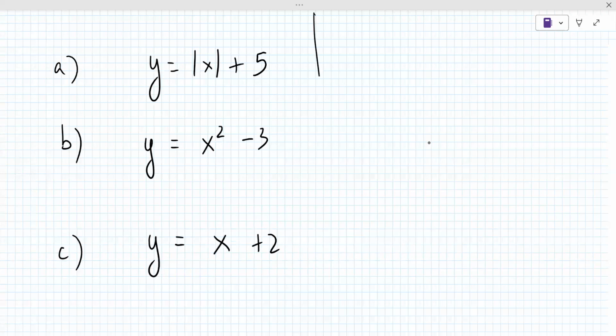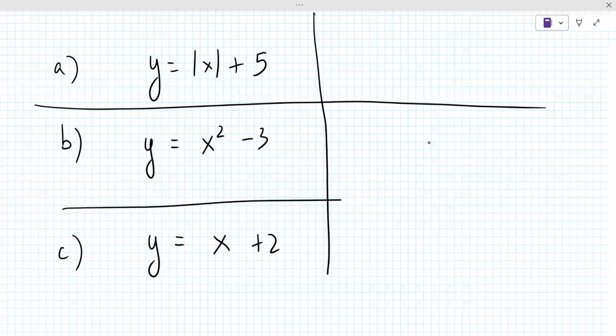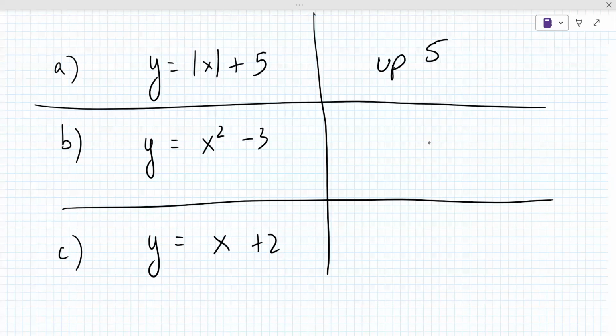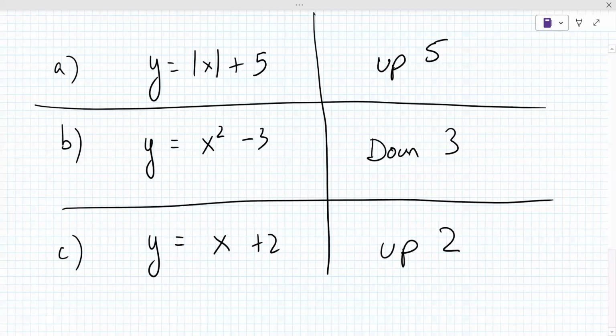Okay, and I'm looking now for the transformations, up or down, and how much. Up and down. That right there is up. And how many? You tell me. Up 5. Okay, great. And for B, down 3. Okay, and for C, up 2. Very good.